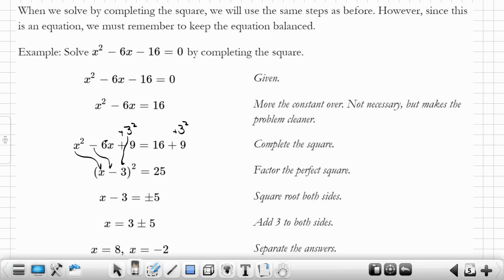That's what will happen because we forced it to happen that way. And we have the 9 on both sides because what you do to one side, you do to the other. Same thing we've learned since forever. We're keeping the equation balanced. 16 plus 9 is 25.